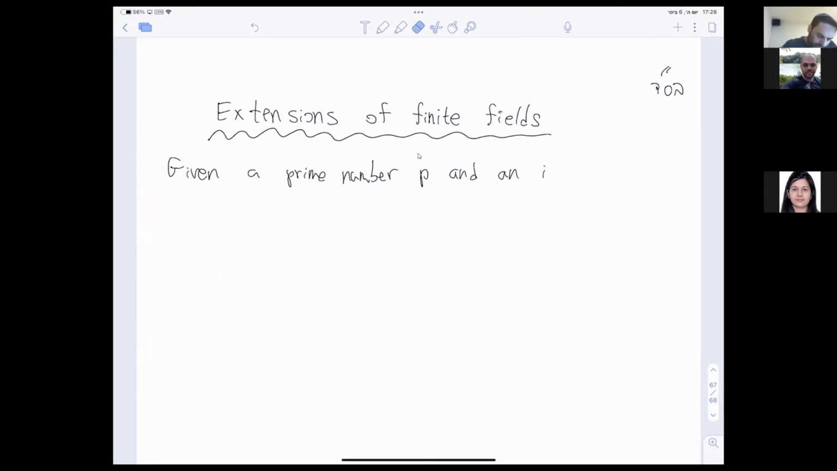Let K be the prime field. It contains P elements, and if you remove the 0, you get a cyclic multiplicative group.